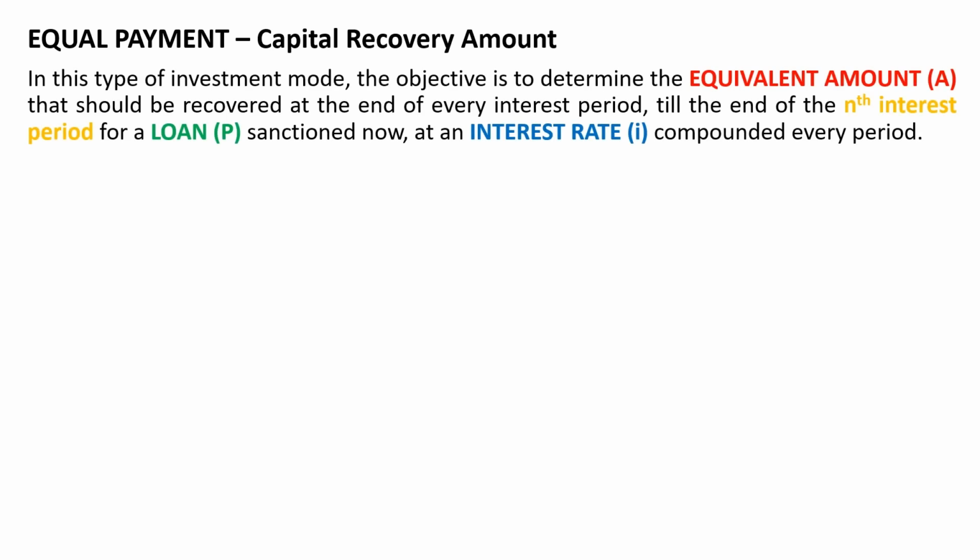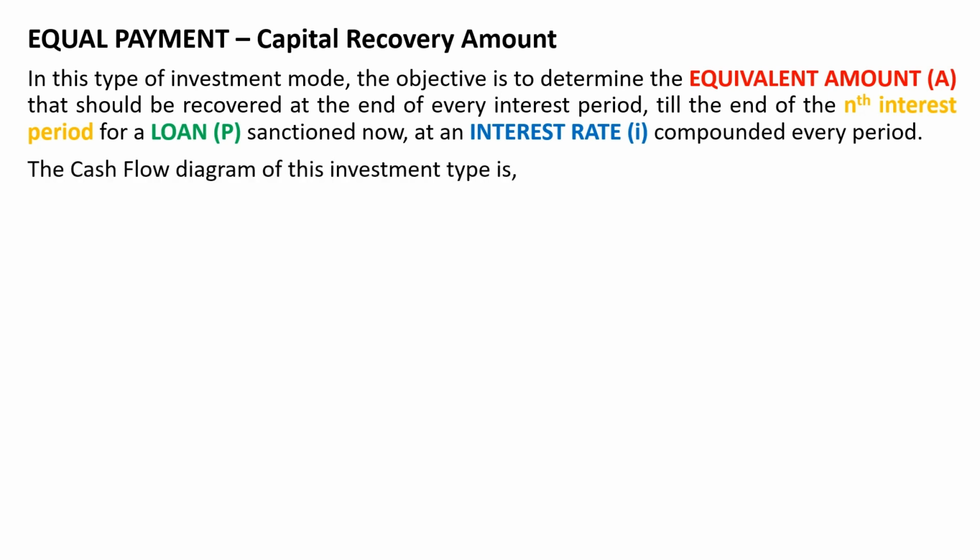Equal payment capital recovery amount. In this type of investment mode, the objective is to determine the equivalent amount A that should be recovered at the end of every interest period till the end of nth interest period for a loan P which is sanctioned now at an interest rate I compounded every period.